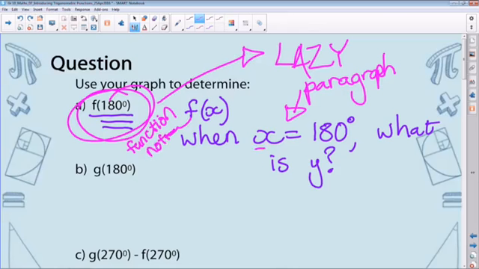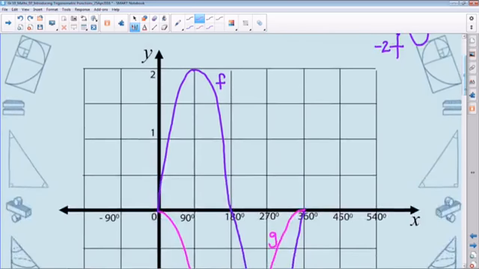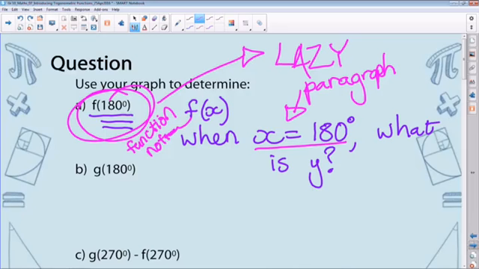So when x is 180 degrees in the f graph, what is y equal to? Let's go back and look. Okay, in the f graph, when x is 180 degrees, y is equal to 0. That was easy. So we just write our answer as f of 180 degrees is equal to 0. Like I said, easy.